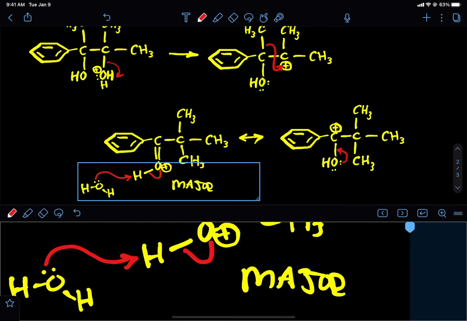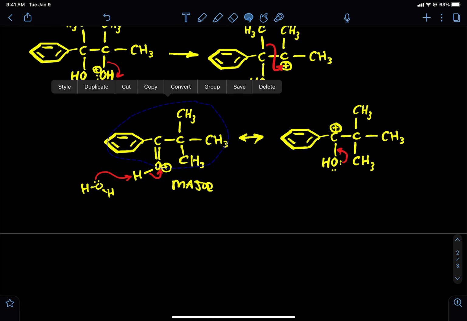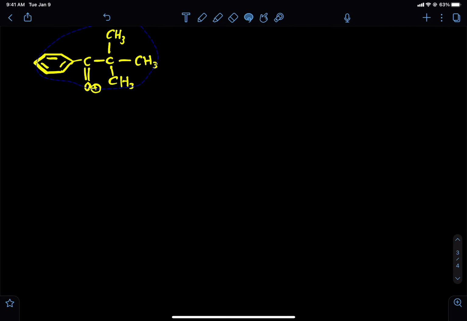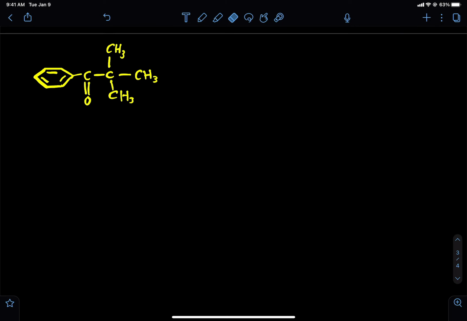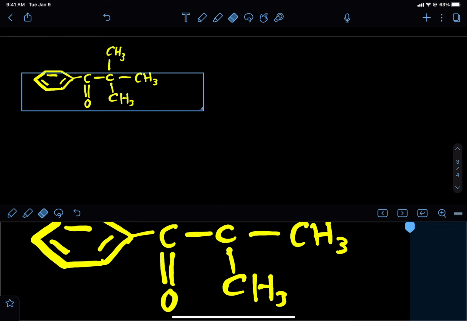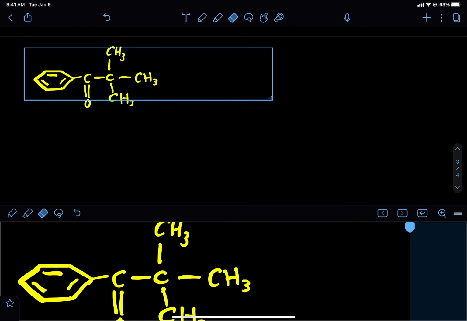Remove that excess proton, returning the electrons back to the oxygen. And our product is the rearranged product. So notice our pattern. We've got our carbonyl, again, it's a ketone, adjacent to a quaternary carbon, which is, again, the general synthetic transformation of the Pinacol rearrangement.